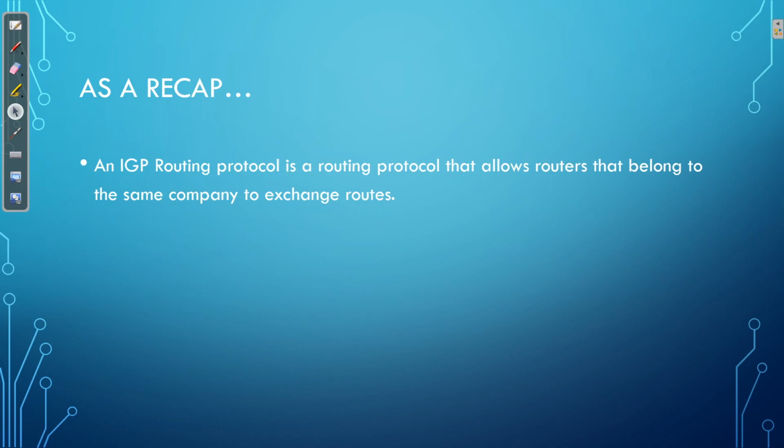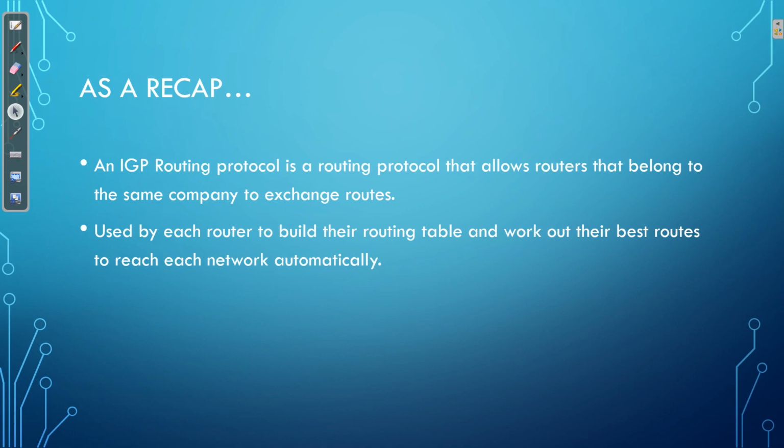So, an IGP routing protocol is a routing protocol that allows routers that belong to the same autonomous system, the same company, to exchange routes, and is used by each router to build a routing table and work out the best routes to reach each network automatically. So with dynamic routing protocols, the routers do everything for us. We don't have to do a thing apart from enable the routing protocol on that device. Instead of us having to manually go in and configure every single route and then change the routes when something changes, no. The routers do all that for us and we can sit back and relax.